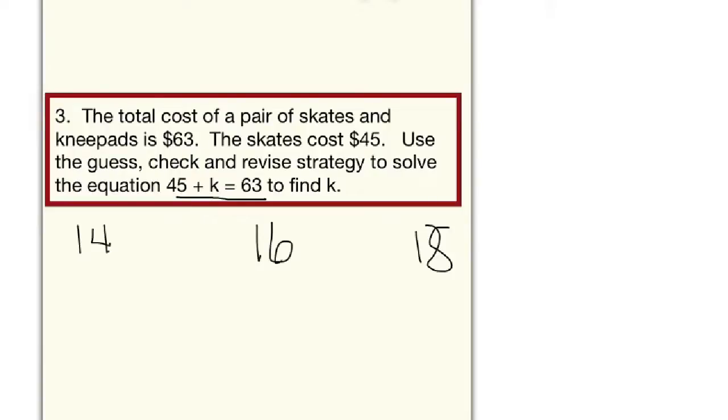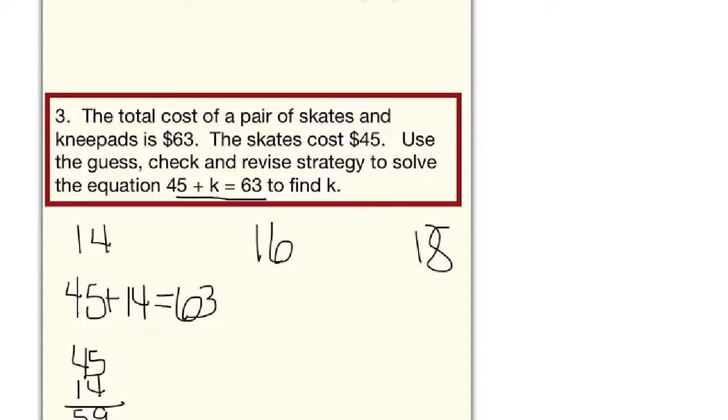Okay, so let's try 14 first. 45 plus 14, does it equal 63? Let's check it out. 5 plus 4 is 9. 4 plus 1 is 5. So that is 59. It does not equal 63. So we have to revise. So we're going to try 16.